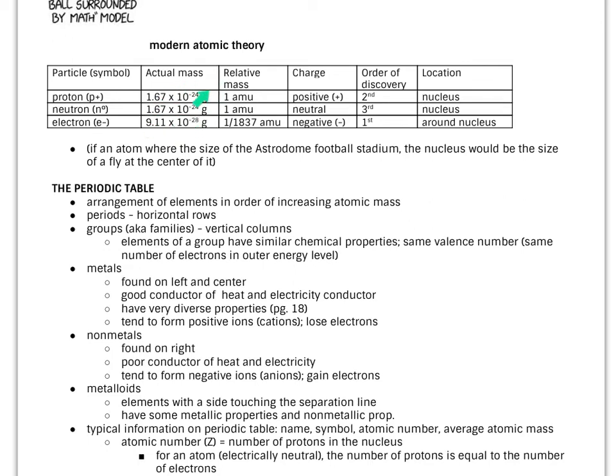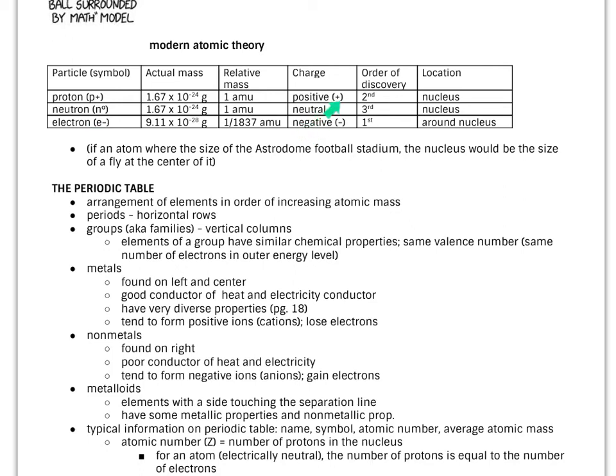If you look at their actual mass and relative mass, you can see that the electrons are relatively lighter than the proton and the neutron, which, if you're paying attention, the proton and the neutron have the same mass. And the charge, as indicated by their symbols or their abbreviations.